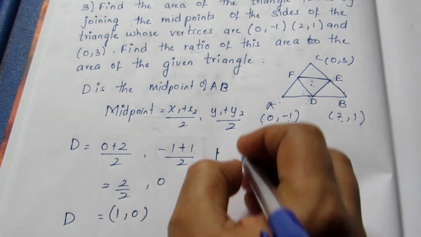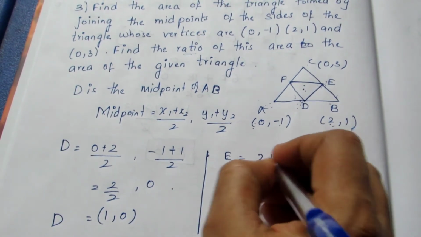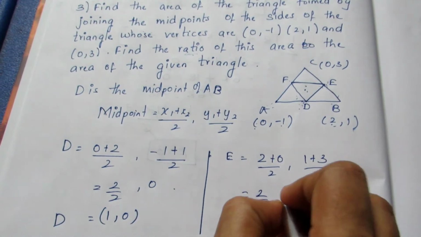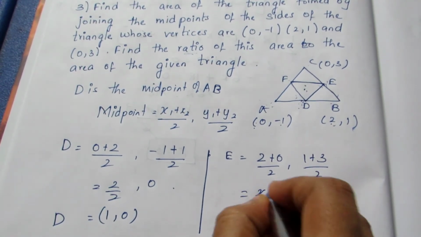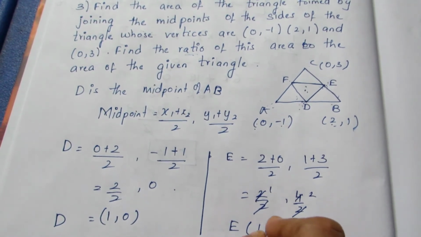We'll find for E. Just add these. So (2 plus 0) by 2, (1 plus 3) by 2. Here it becomes 2 by 2, 4 by 2. We can cancel, this becomes 1, this becomes 2. So E point is (1, 2).